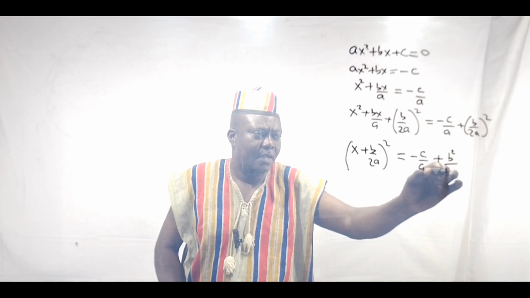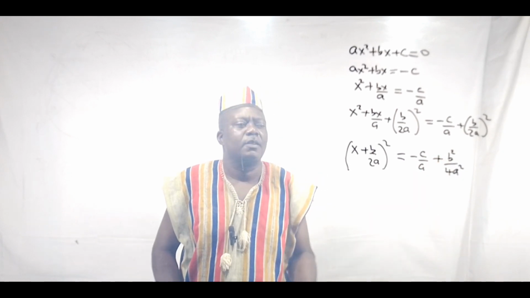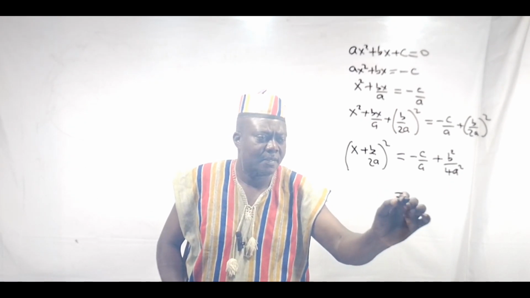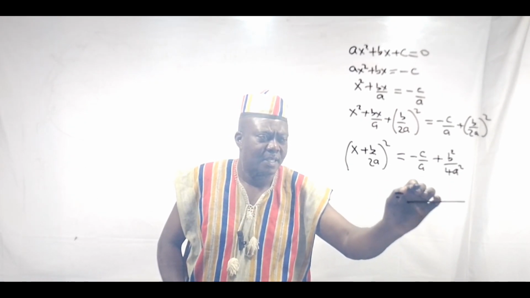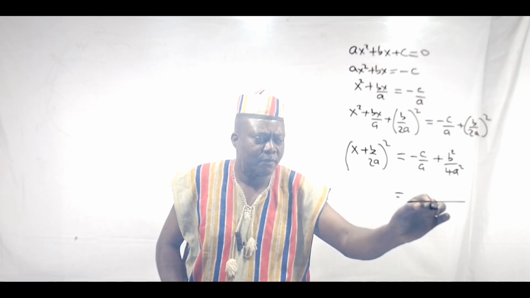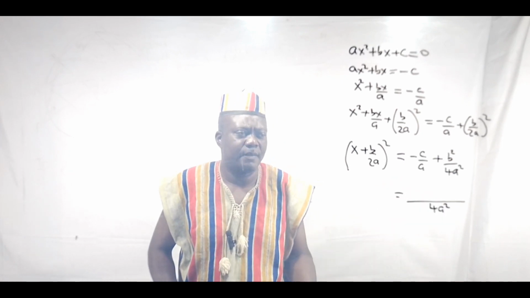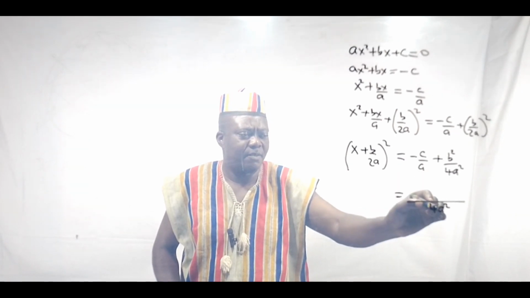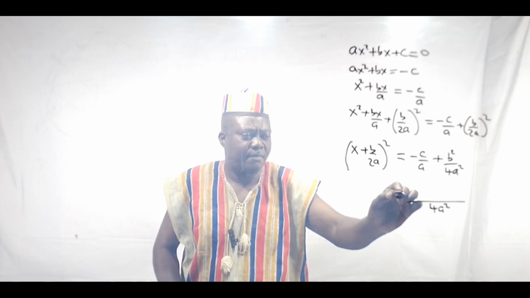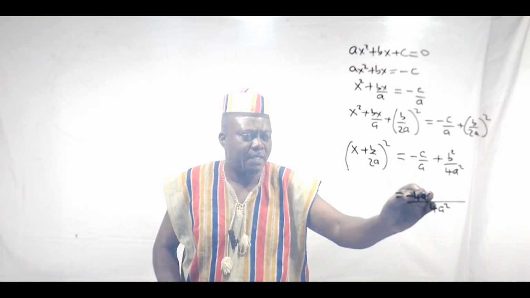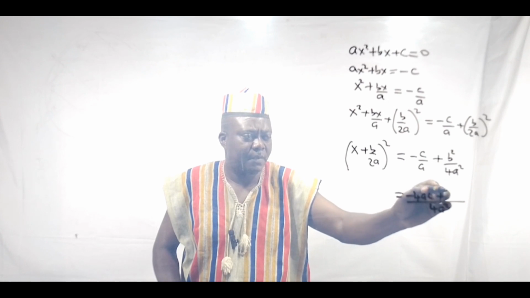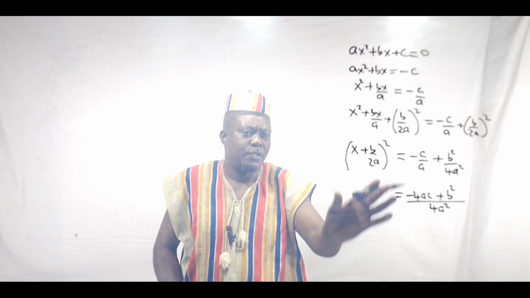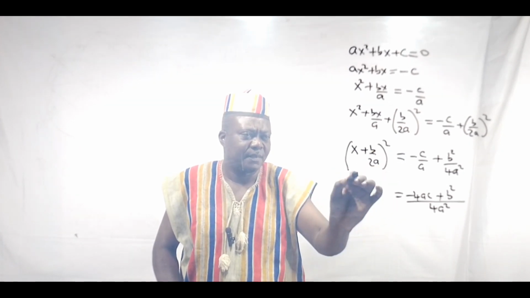So you have now factorized this one, and it equals minus c over a plus b squared over 4a squared. Next, you add this. The LCM of 4a squared and 4a is 4a squared. So if you divide now, a will divide here, you have 4a multiplied by this, you have minus 4ac plus b squared. You are making progress.